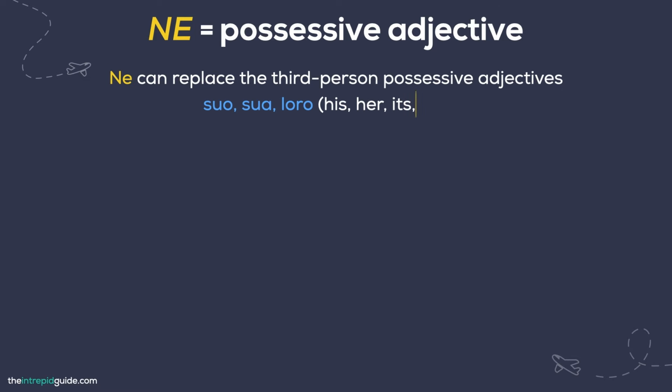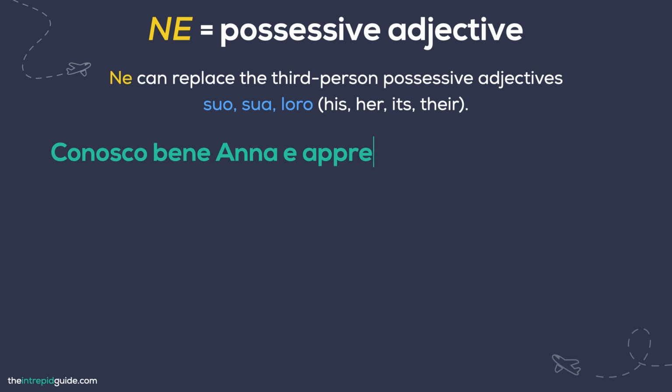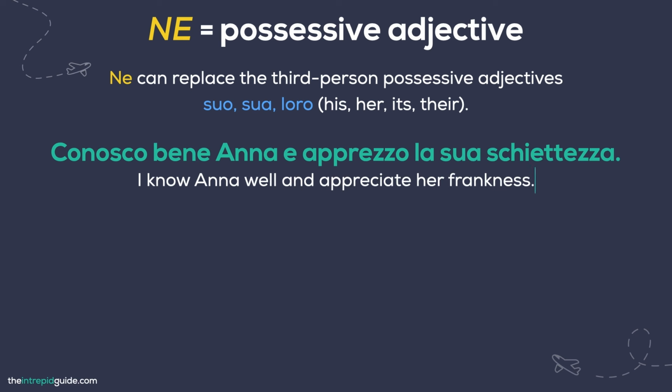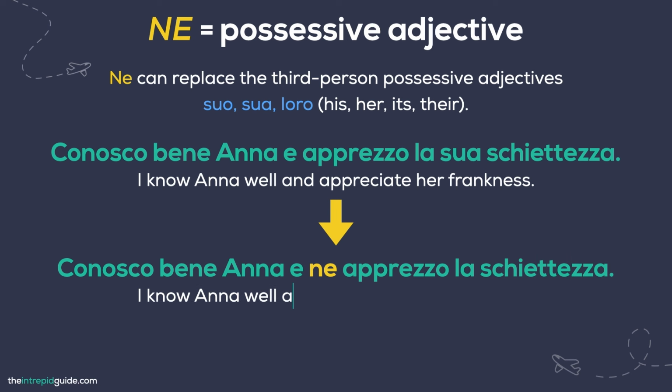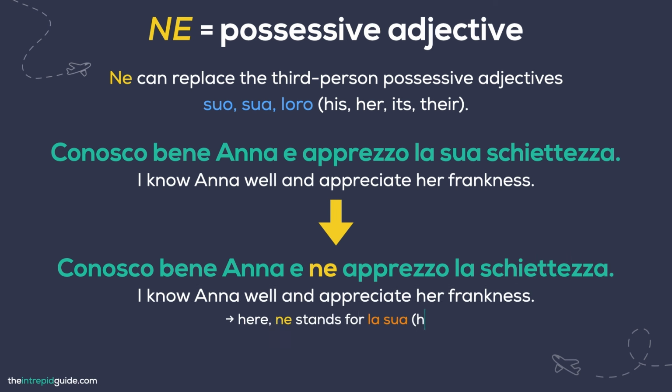Now let's take a look at ne as a possessive adjective. Now, ne can replace the third person possessive adjectives, including suo, sua, loro. For instance, consider the sentence, Conosco bene Anna e apprezzo la sua schiettezza. I know Anna well and appreciate her frankness. Now, while grammatically this is correct, you can make it more fluid by saying, Conosco bene Anna e ne apprezzo la schiettezza.